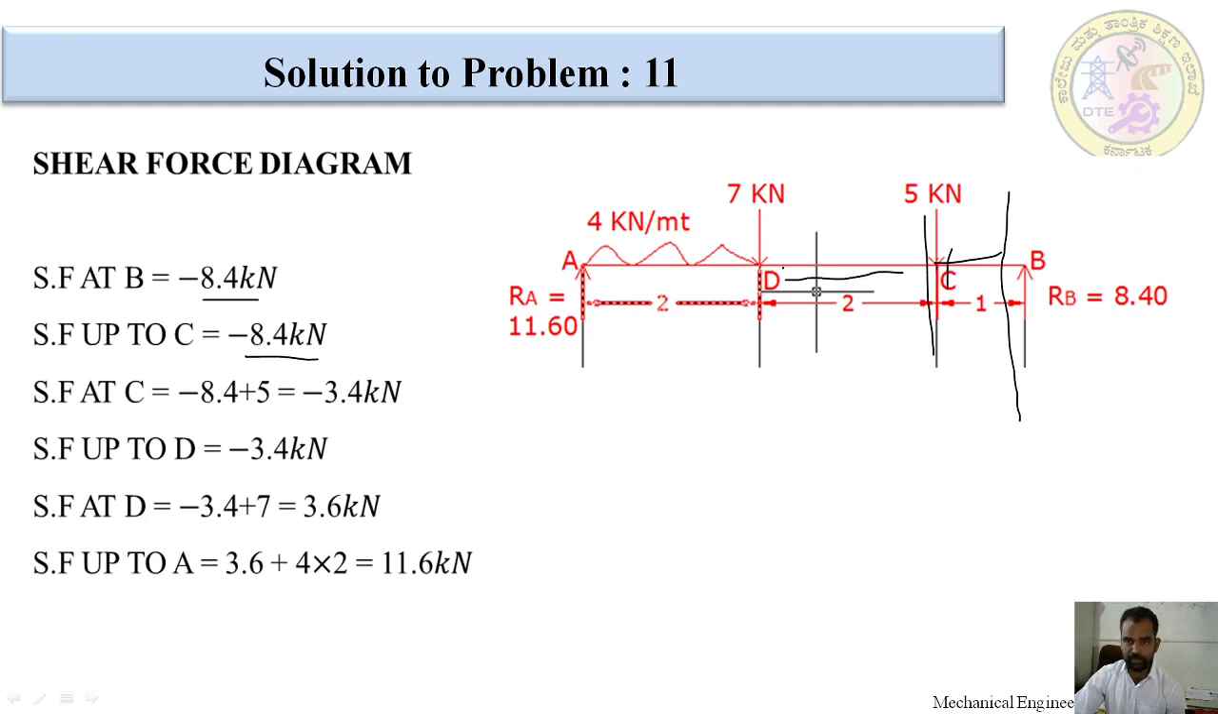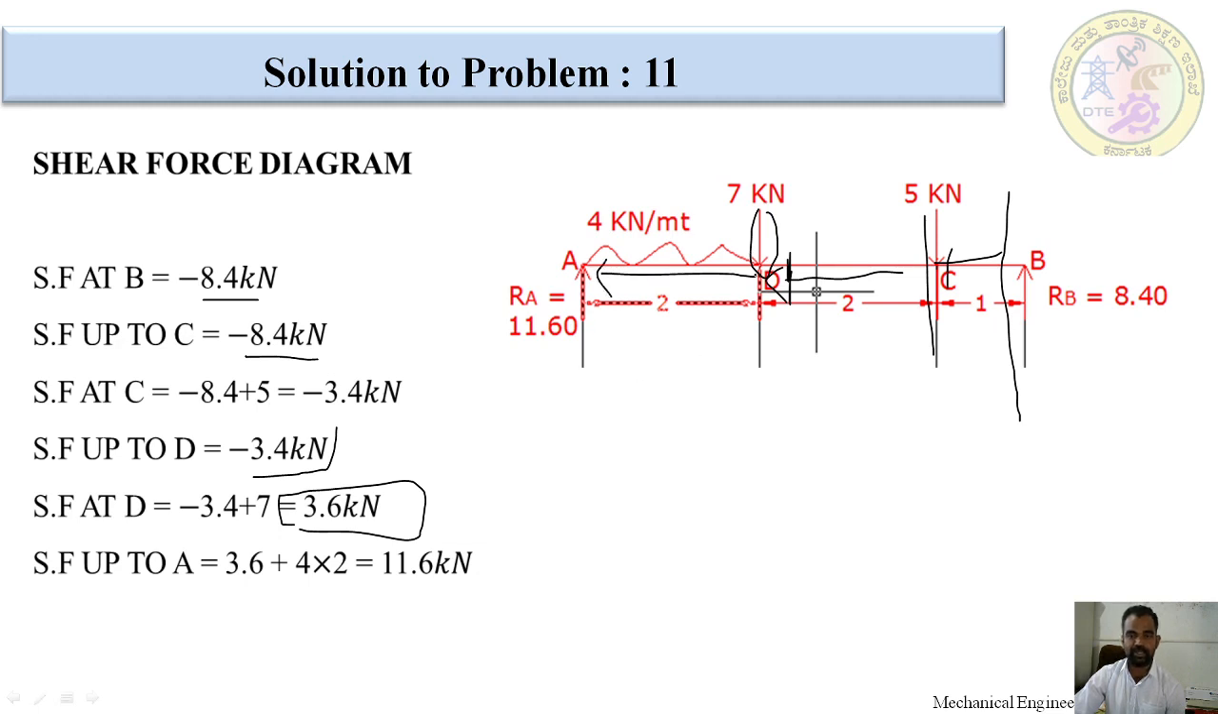Next, up to D point how much do we have? The same load. Up to D point also the same value because there is no load between these points. For that reason the negative value, negative 3.4, is the same. At D point how much did we get? Up to D point we got negative 3.4 plus 7, equal to positive 3.6 kN at D point.